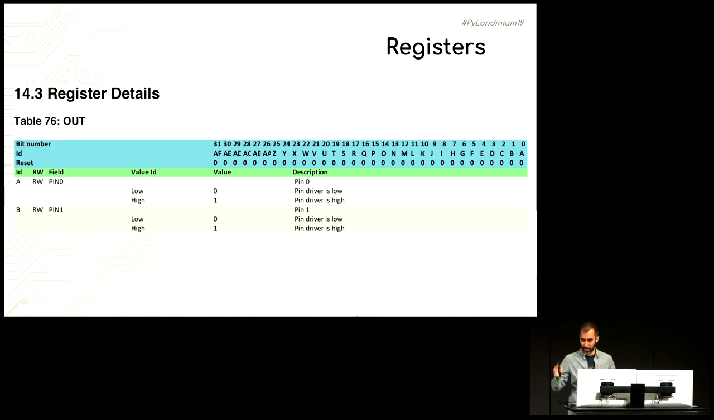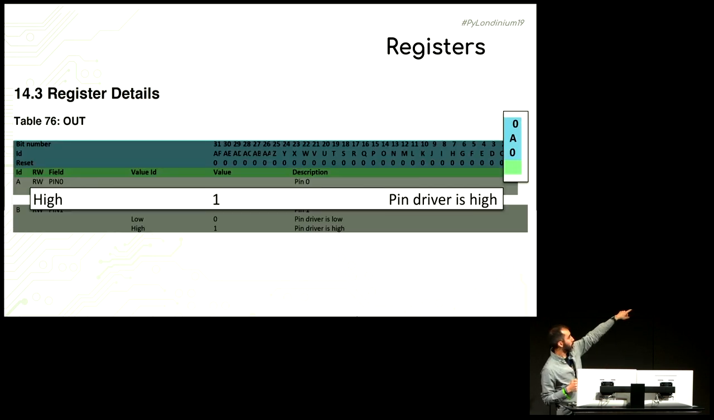Our register in this architecture is 32 bits. And we can see right at the top that we have 32 entries. Below that table, we have another table that tells you what each one of those bits does. So let's say we have a cable connected to pin 0 of your board. In this case, pin 0 is represented by bit 0. And the table says that if we write a 1 into that bit, the pin driver is going to go high.